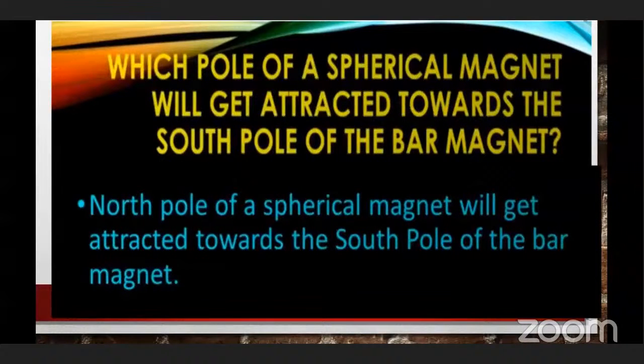And in this experiment, in Gilbert's experiment, which pole of the spherical magnet will get attracted towards the south pole of the bar magnet? The north pole of the spherical magnet will get attracted towards the south pole of the bar magnet, because opposite poles attract each other.